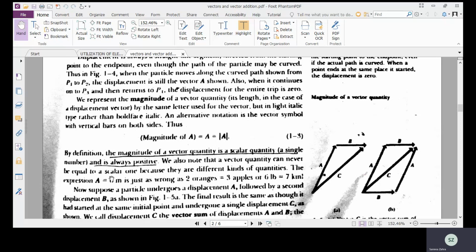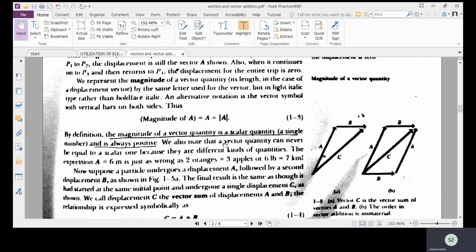By definition, the magnitude of a vector quantity is a scalar quantity. Yes, keep it in mind. Whenever I'm talking about the magnitude of a vector quantity, I'm actually talking about its scalar portion. Vector quantity do cheezon se milke bani hai. Ek, ki wo uski length kya hai. Plus, wo kis direction mein ja rahi hai. So, agar aap direction ko chhod denge, to wo kya ban jayegi? Scalar quantity ban jayegi. We also note that a vector quantity can never be equal to a scalar one because they are different kinds of quantities. We cannot add them. We cannot equate them.